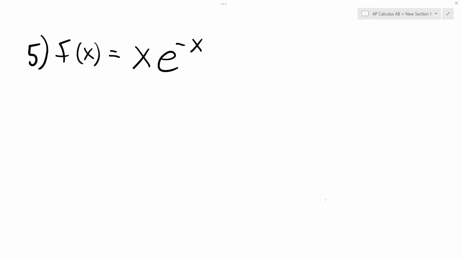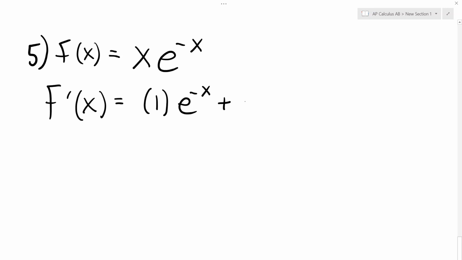Let's just get right to work here. So we want to find all the stuff using the derivatives. So we're going to find f prime. F prime of x is going to use the product rule. And the product rule says derive the first, which is 1, times the second, plus leave the first, derive the second. But when you derive e to a power, and this is something a lot of kids missed, you get the same thing times the derivative of the exponent.